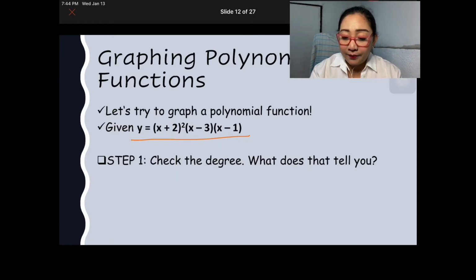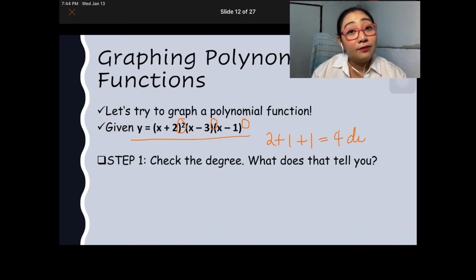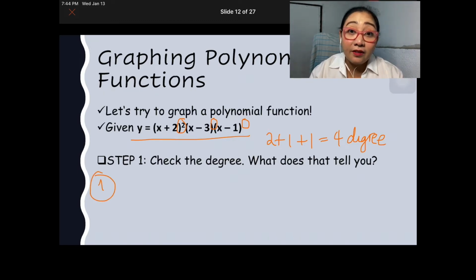So, we have exponent 2, exponent 1, at saka exponent 1. Kahit invisible sila, nandyan sila. So, 2 plus 1 plus 1. So, we have a polynomial of degree 4. So, ano naman ang mapupulot natin dyan sa degree 4? Unang-una, this is an even degree.